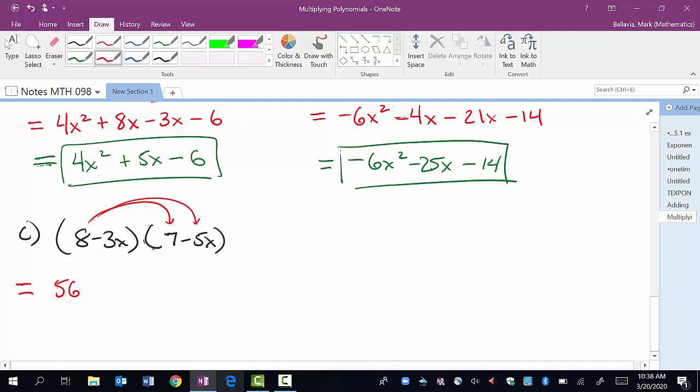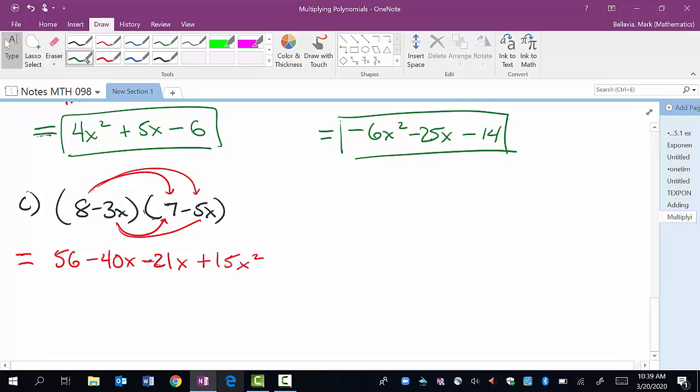My outer, 8 times negative 5x, a positive times negative makes it negative 40x. My inner, we had a negative 3x times a positive 7, so it'll be a negative 21x. And then my last, I've got negative times a negative, which makes this a positive. 3 times 5 is 15. X times x is x squared.